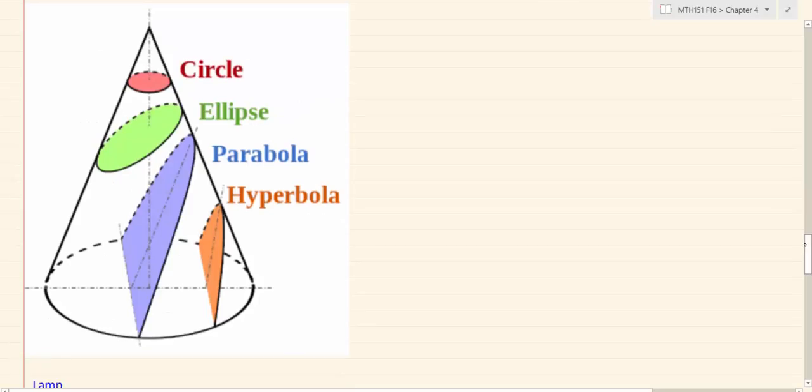This is all three shapes on a single cone. So you can imagine a sheet going through horizontally, that gives you the circle. Another sheet going through at an angle, that's the ellipse. A sheet going through the side and the bottom, that'll give you a parabola. And a sheet going through the bottom and then the bottom of the other side, that gives you the hyperbola.